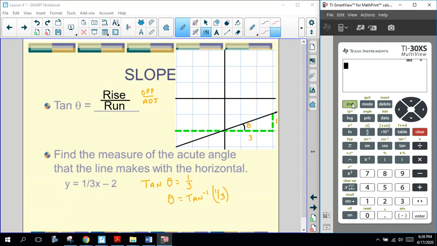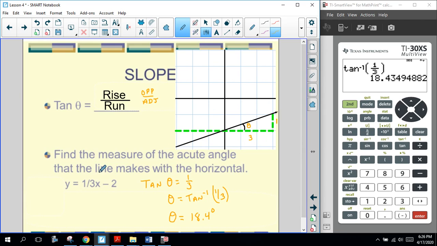So here we go, tan inverse. Second tangent key, and I do the tan inverse of 1/3. So we plug that in, close our parenthesis. Got to get out of that fraction first, close our parentheses, and then we hit enter. So theta ends up equaling 18.4 degrees.